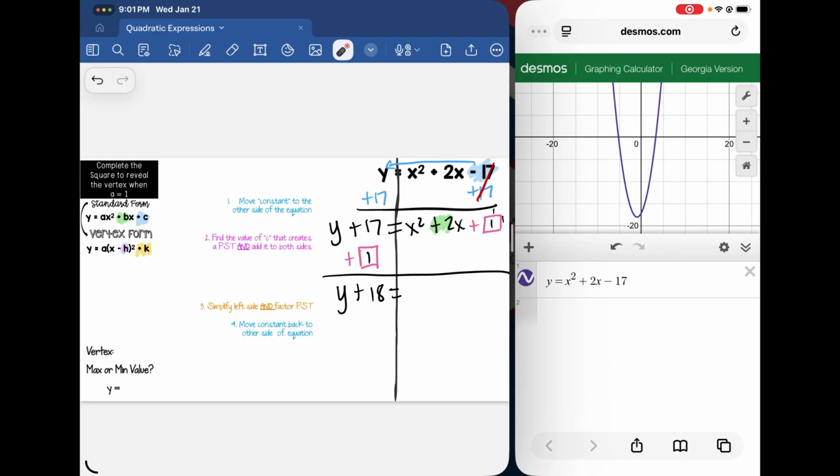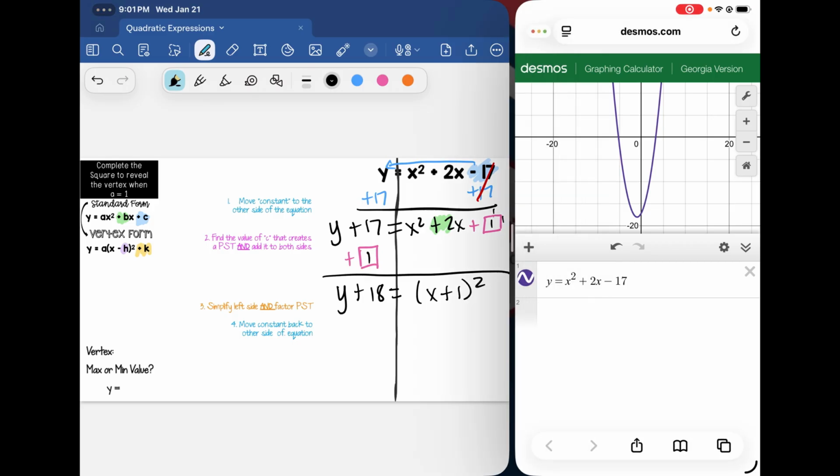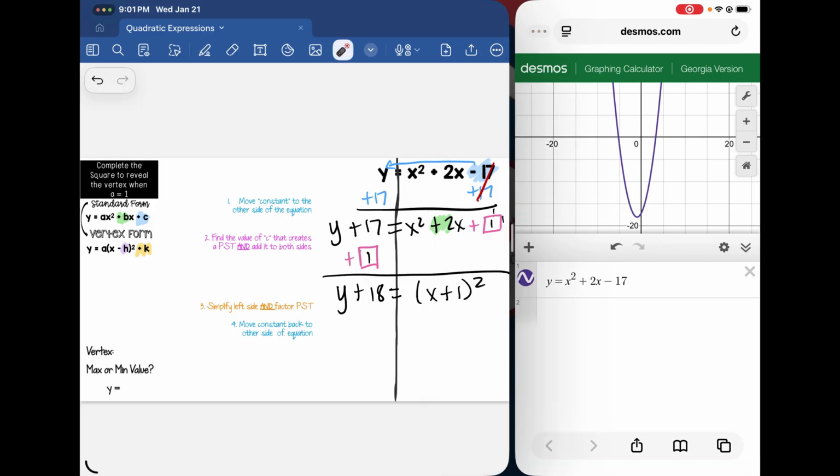Now we need to write this as those two binomials that are going to be twins. But I'm just going to write it one time. So I would get x plus 1 squared. That's why we put the 2 ones right here, because that let me know I got it twice. So x plus 1 squared.